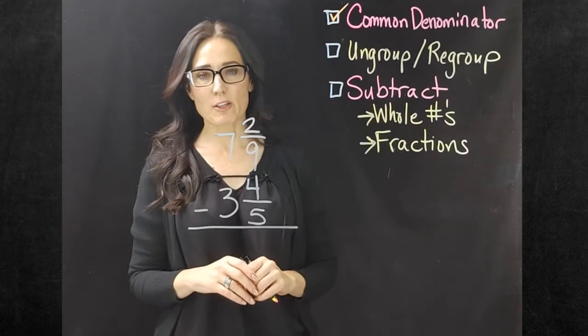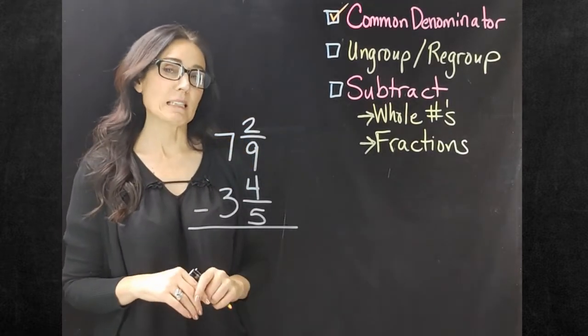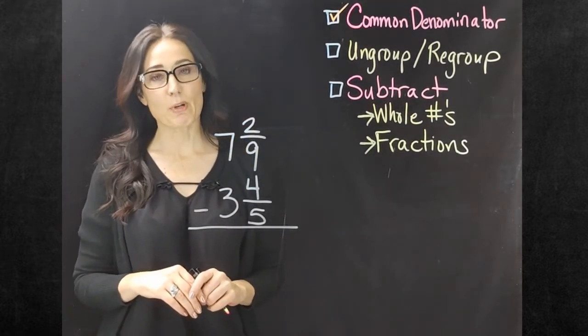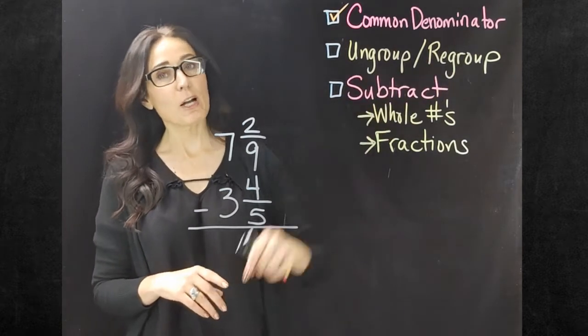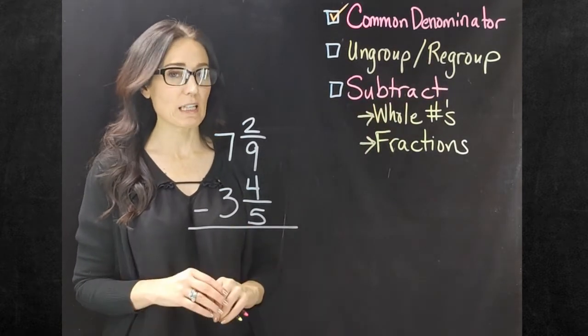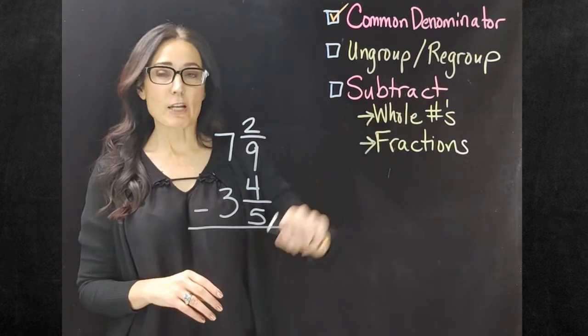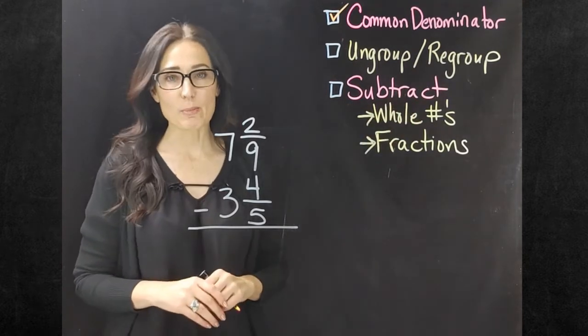So let's practice another one. You'll notice this problem is 7 2/9 minus 3 3/4. Now, we do not have a common denominator, so that's the first thing we're going to need to do. We may have to ungroup before we can subtract our whole numbers and our fractions.